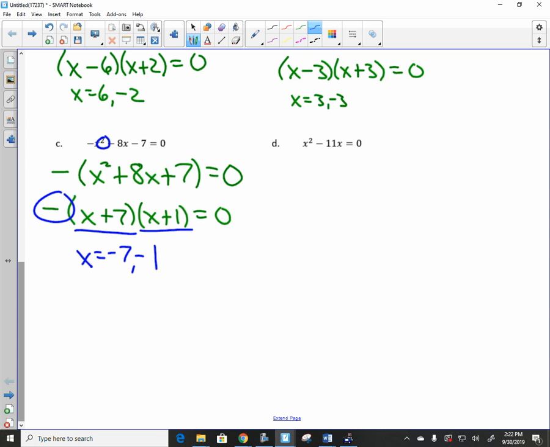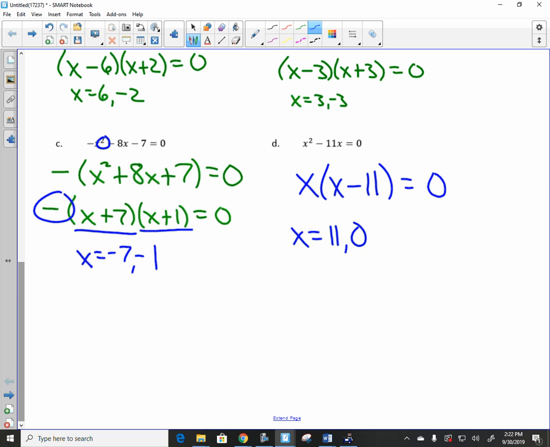This one's different. It's not a trinomial. It's not the difference of 2 squares. It involves the greatest common factor. What's the factor you can take out? Take out x, you're left with x minus 11. So therefore, you have x is equal to 11, and this is a variable. It constitutes a solution. We have 0.